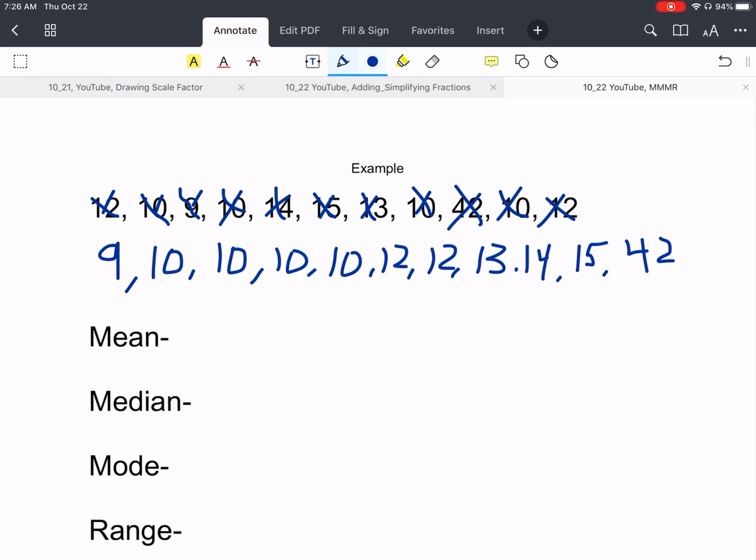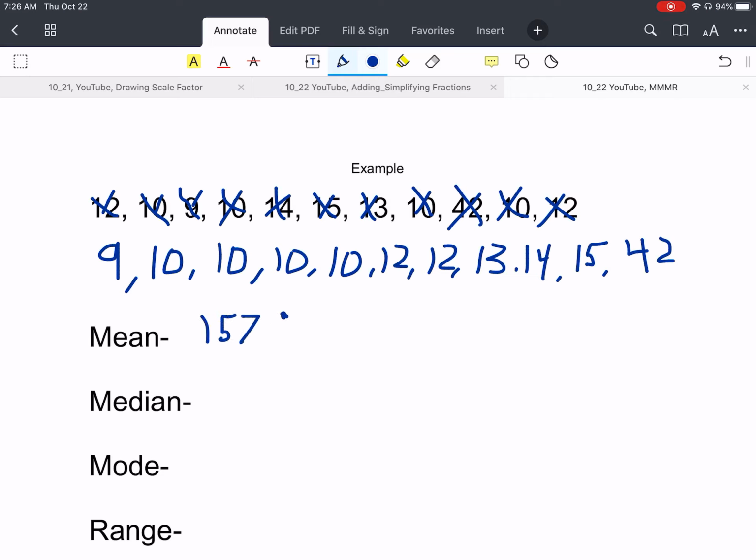If I count through the numbers, I have 2, 4, 6, 8, 10, 11 numbers in my set. So I'm going off screen, and I'm going to add 9 plus 10 plus 10 plus 10 plus 10 plus 12 plus 12 plus 13 plus 14 plus 15 plus 42. And that gives me a total of 157.